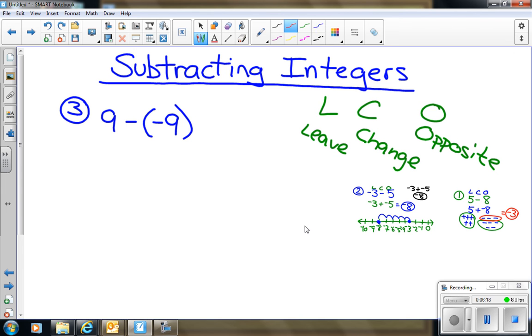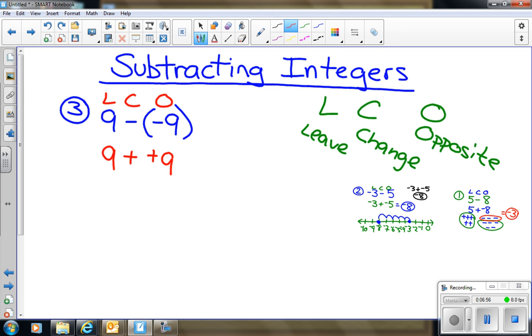So we're going to go ahead and put our LCO. The 9 stays a 9. We're going to change subtraction to addition, and we're going to change the -9 into a +9. And real quick, I wanted to point out the -9 is in parentheses. The reason we do that is so that we don't think it's saying 9 minus -9. It just separates the -9 from the subtraction sign so that we know it is a -9. And so you'll see the parentheses a lot once you're dealing with rational numbers and integers like the ones we're doing right now.